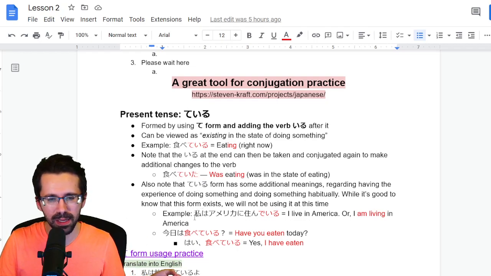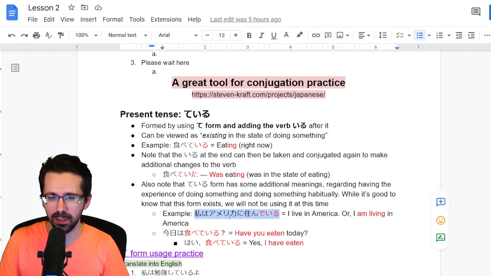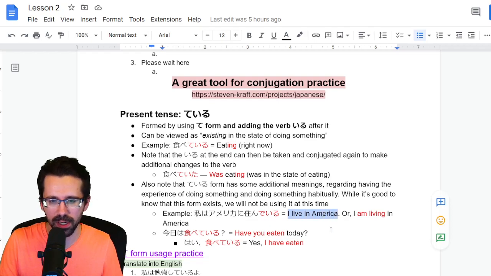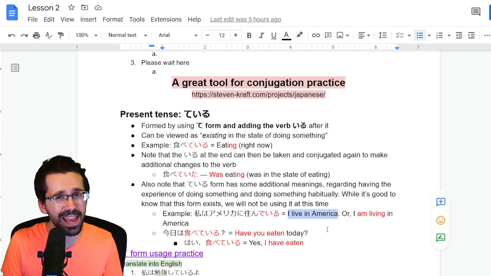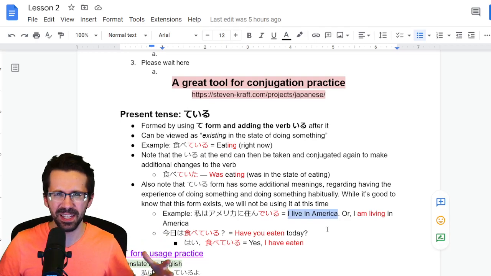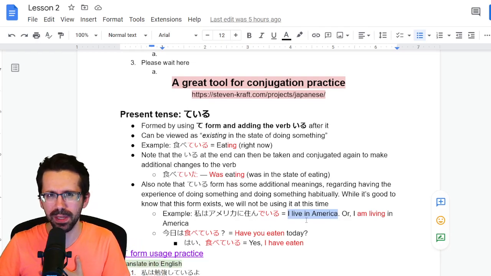So one example would be watashi wa Amerika ni sundeiru, as we have here. Sumu means to live in a location, and sundeiru means I live in America. That's the natural way of translating it, and you note that in the English translation, we don't use present tense. You can say I am living in America, and it's not grammatically wrong, but more often we say I live in America. Part of the reason for that is because when you say I am living in America, the living isn't something that you're actively doing. It's not present tense like I am eating is. It's just something that's true about you. Something that's true about me is I live in America.